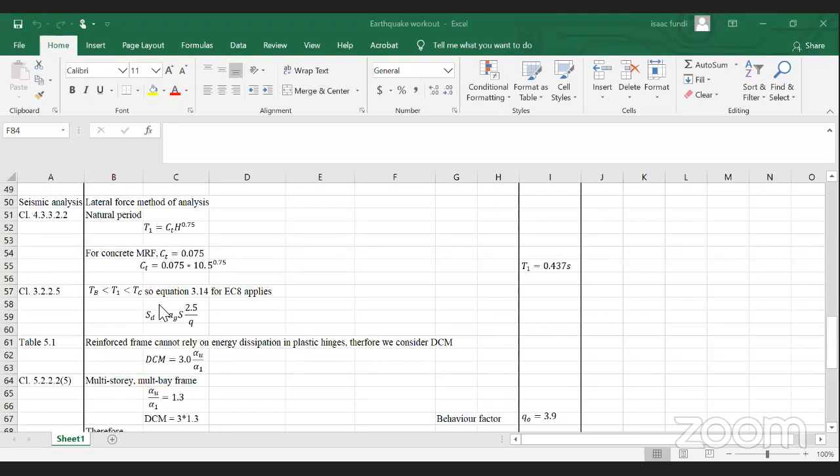Engineer Fundi? Yes, sir. I will kindly suggest that if you can share those tables in the Eurocode so that they come out on the screen. When you talk about those clauses, you can show them directly where they are so that we can follow.